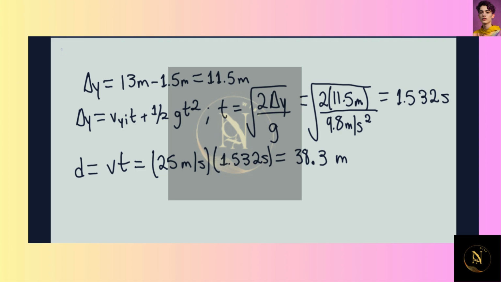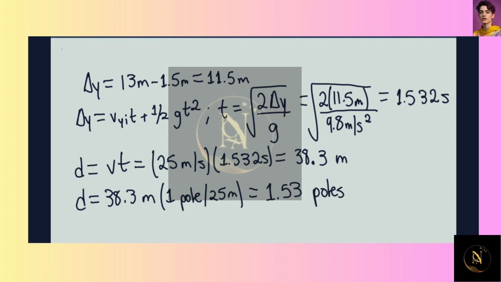And if we want to convert this into poles, essentially, we can say that d equals 38.3 meters multiplied by 1 pole every 25 meters. And so essentially, when the truck is approximately 1.53 poles away, so 1.5 poles away from James Bond, he can then jump and he will perfectly land on top of the truck.